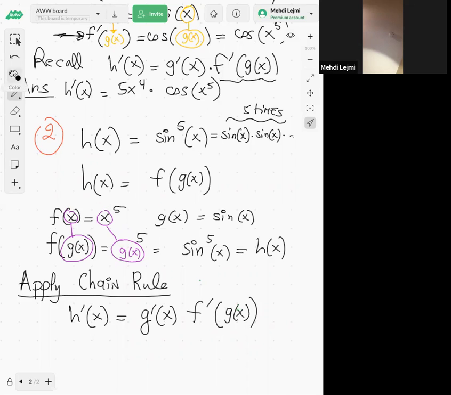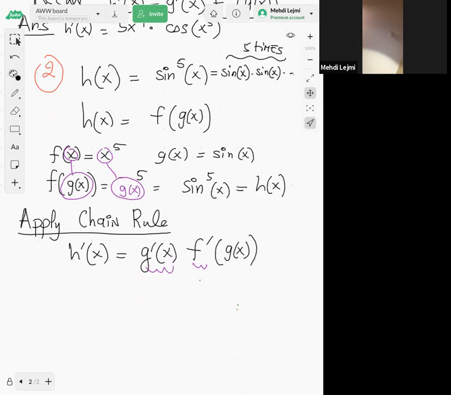Well, we need g prime and we need f prime of g. So let's start with g prime of x. We said g of x is sine of x. So then g prime, the derivative of sine of x. We do know what the derivative of sine of x is. We computed it, we said it's cosine of x.